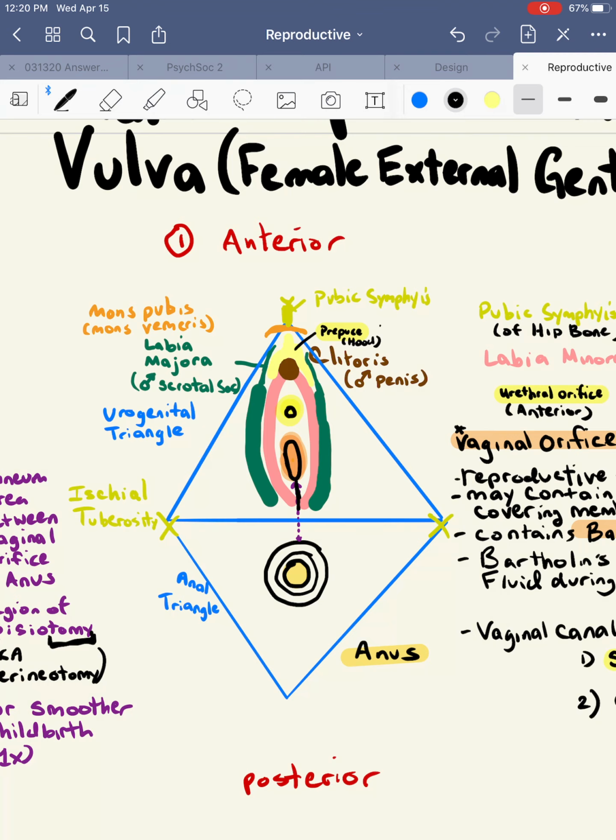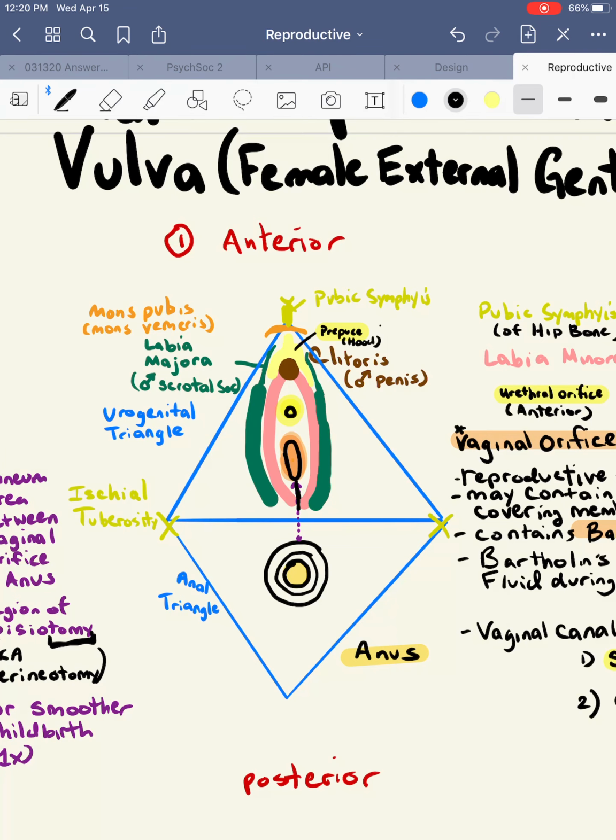All right, let's look at the urogenital triangle. That is the triangle on top, right? And it has three boundaries, three vertices, right? The first vertex is the pubic symphysis, and it is also surrounded by the two ischial tuberosities.